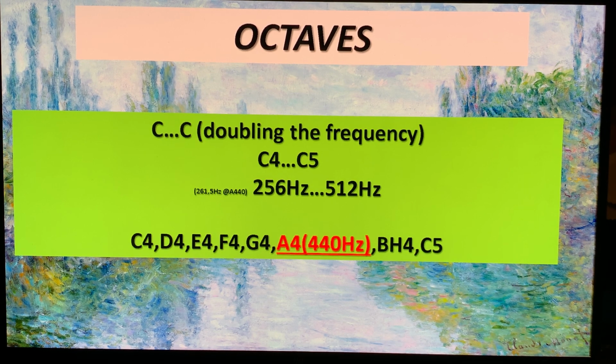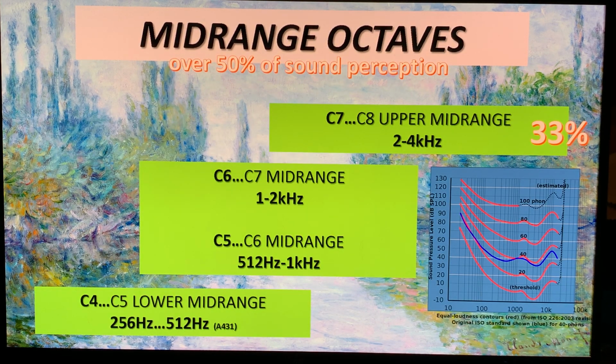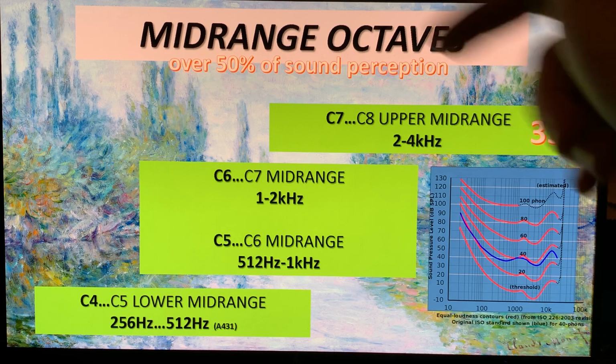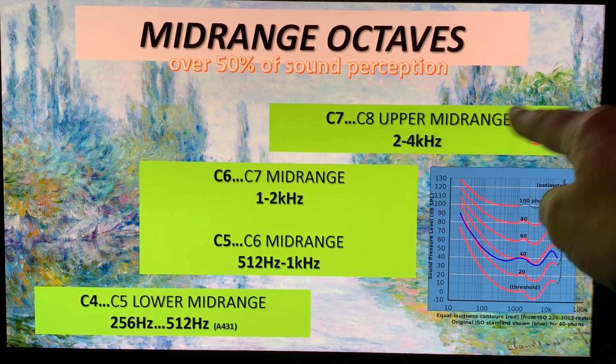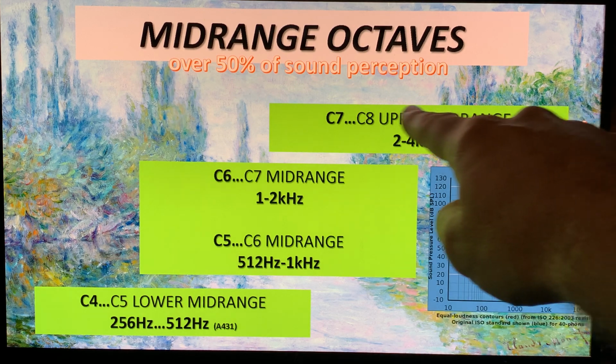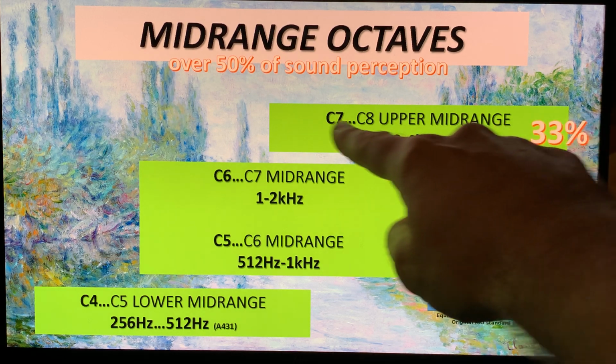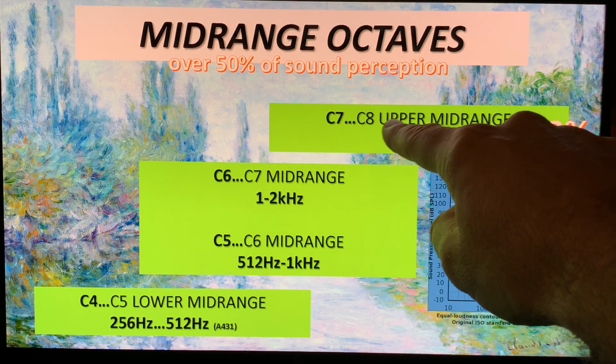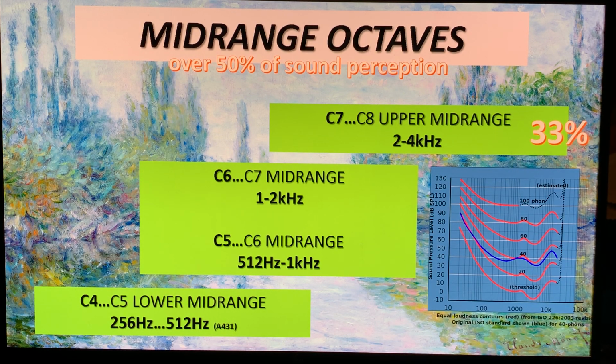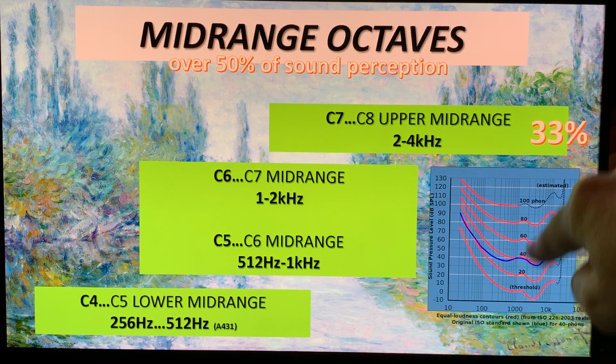That's not authentic. Now, the first thing is when we look at the octaves, the mid-range octaves. Roughly 50% of the sound that we perceive, that our brains process, is the mid-range. I would say even more than 50%. And the vast majority of that, 33% of all the information that our brain processes, is this octave, the C7 octave, 2 to 4 kilohertz. This is the region where our hearing is the most accurate.